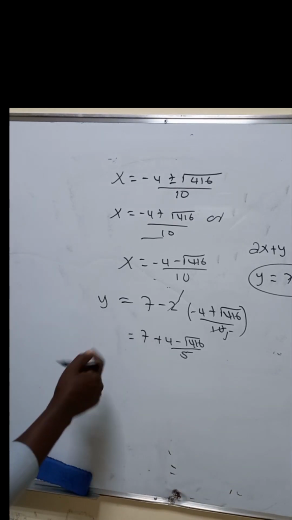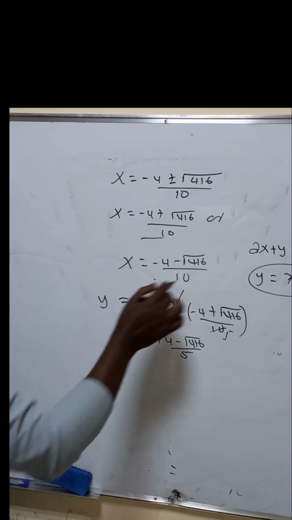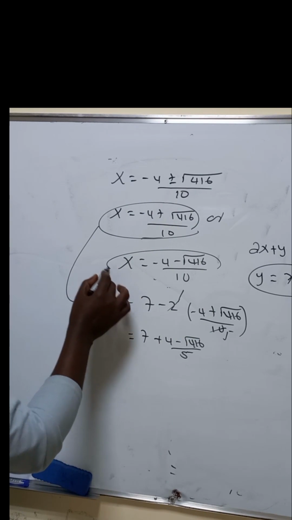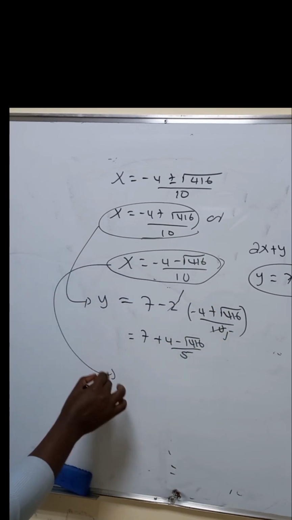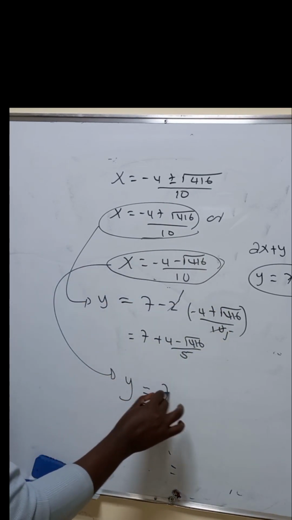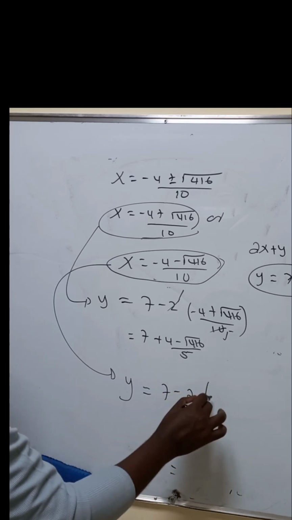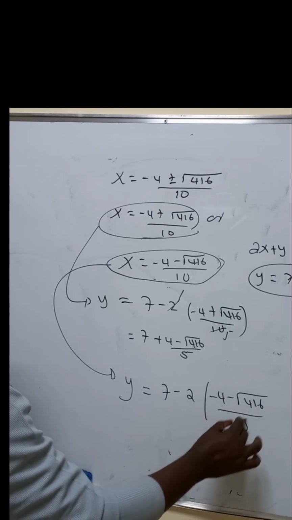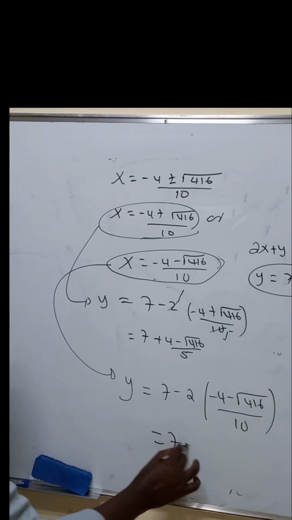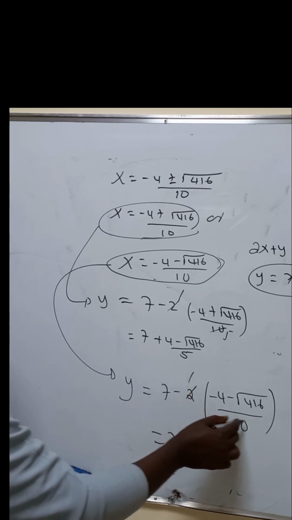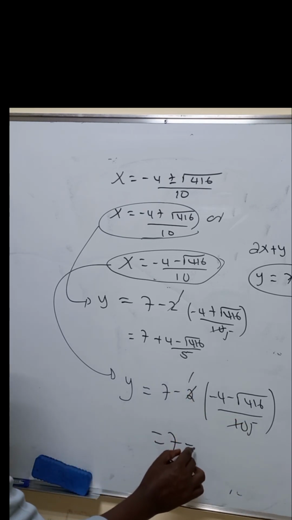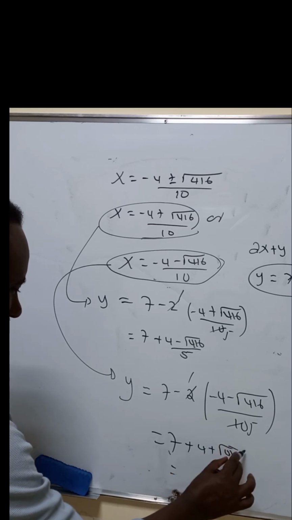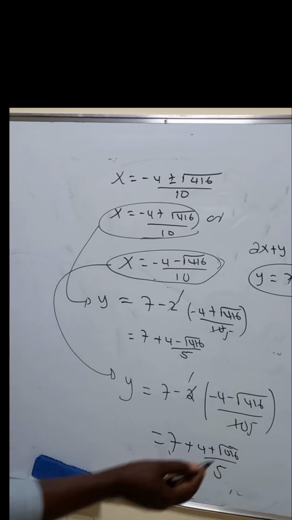That is y1, meaning when x is this one, y will be this one. When the value for x is the other one, y is 7 minus 2 times minus 4 minus the square root of 416 over 10. And this is 7 minus, you can cancel this, this is already 5, so this is plus 4 plus the square root of 416 over 5.